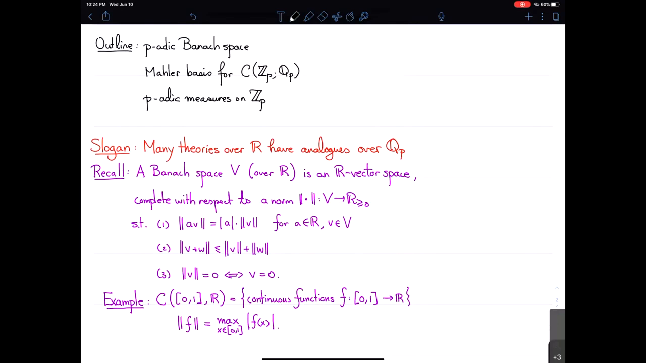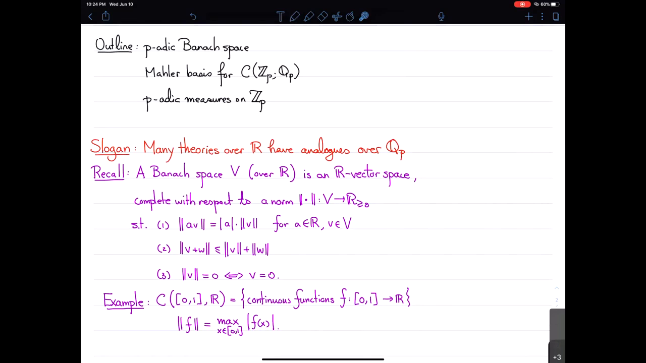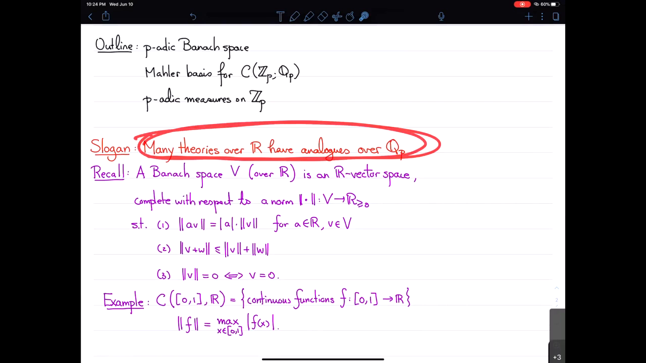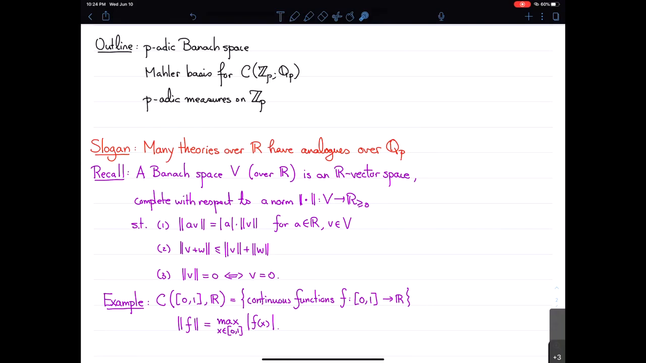Yeah, it's good. Okay. So today, the plan of the third lecture was to start talking about so-called p-adic Banach spaces. Again, remember that our slogan is that many theories over R have their analogs over Q_p. So we're going to do this. Over R there are so-called Banach spaces, also Hilbert spaces. We're going to make their analogs today. I'll also talk about a very important thing called the Mahler basis for the continuous functions on Z_p. That's going to be very important for our later discussion. And if time permits, I'll talk about p-adic measures.